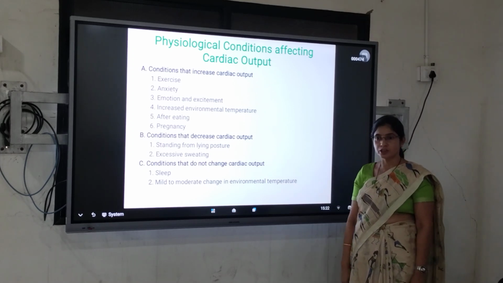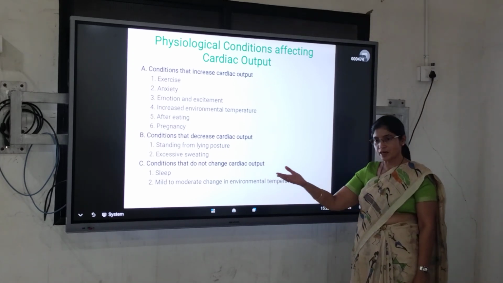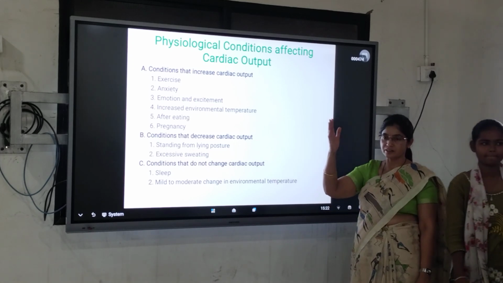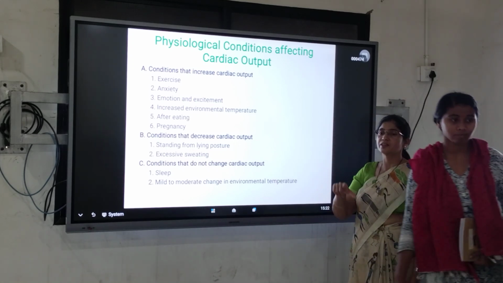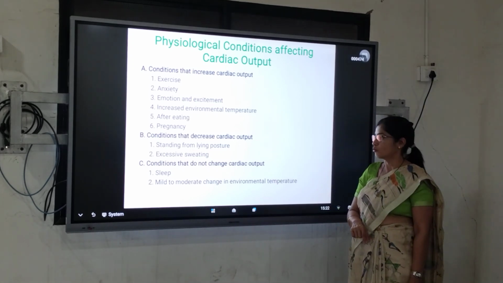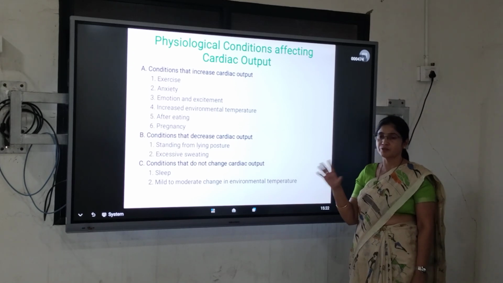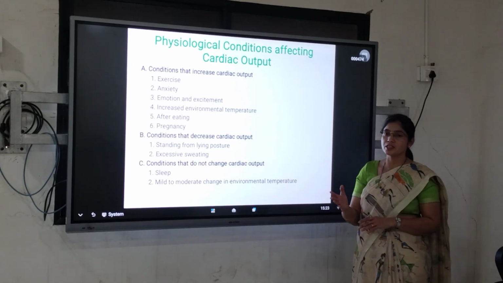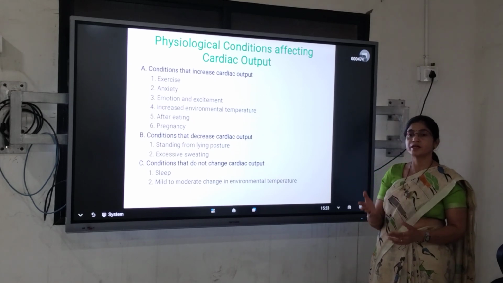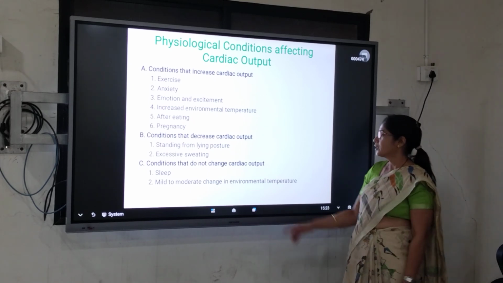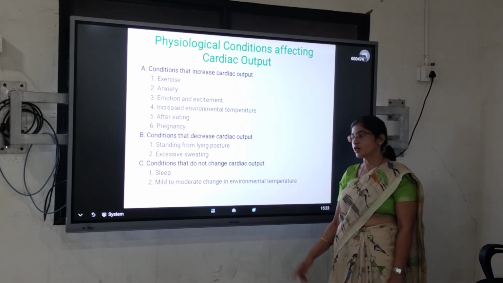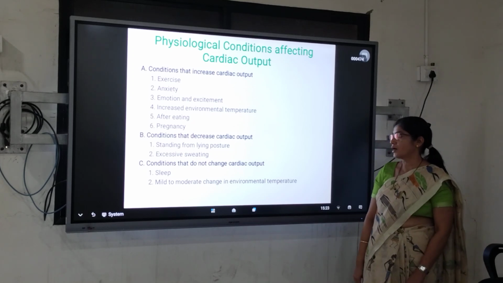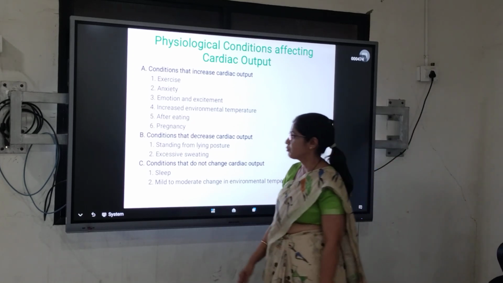Standing from a lying position, suddenly, the patient stands. In that condition there is a slight decrease in the cardiac output, but it will get corrected within a fraction of a second. Then excessive sweating: fluid loss occurs because of excessive sweating, and it will decrease the cardiac output. Conditions that do not change the cardiac output are sleep and mild to moderate changes in the environment.